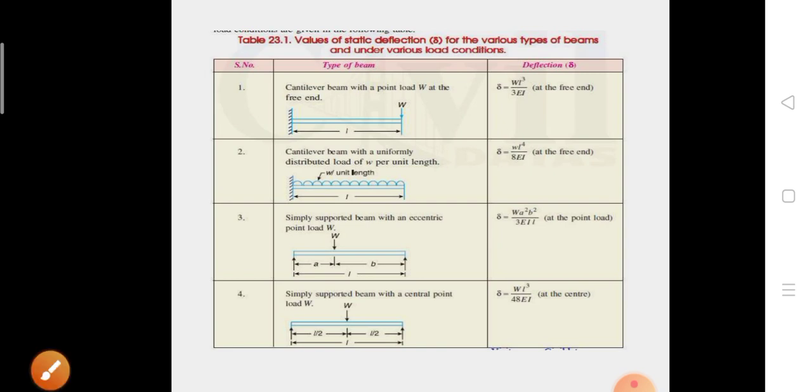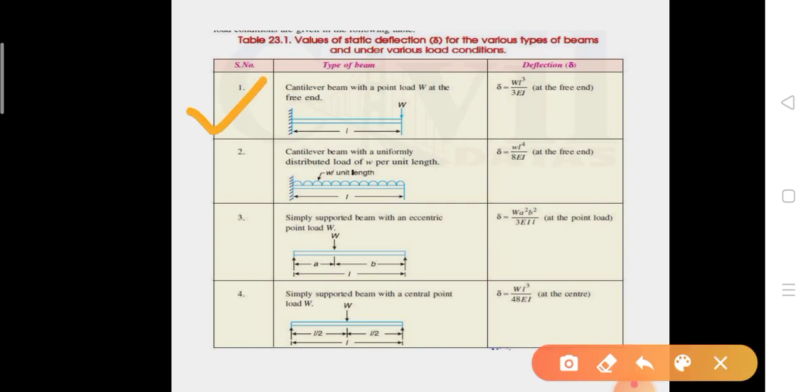Suppose you have a cantilever beam system with one end fixed and a W force or point load applied at the other end. Then your deflection delta is equal to WL cube upon 3EI. W is your point load, L is length, E is Young's modulus, I is the moment of inertia. In the second case, if you have a uniformly distributed load, then the value of delta is equal to small wL raised to power 4 upon 8EI.